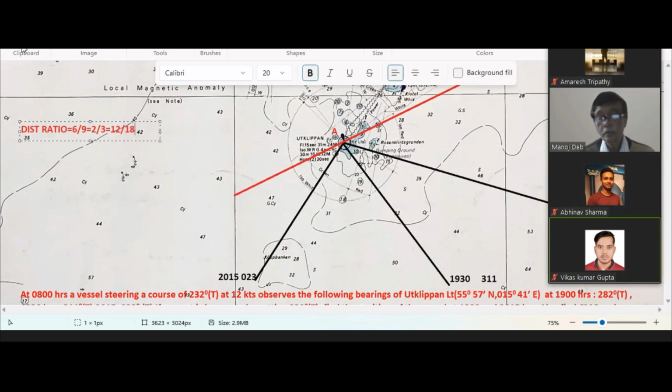Draw the three bearings, then draw a perpendicular to the center bearing through the lighthouse. So we have done the perpendicular to the center bearing through the lighthouse.